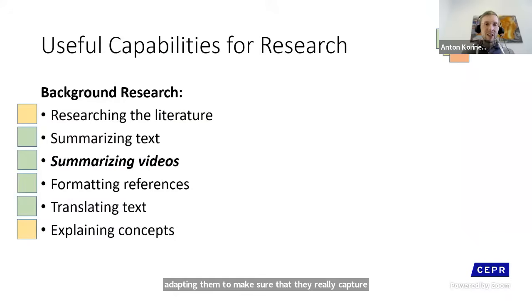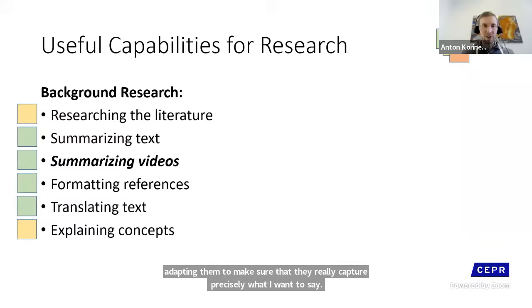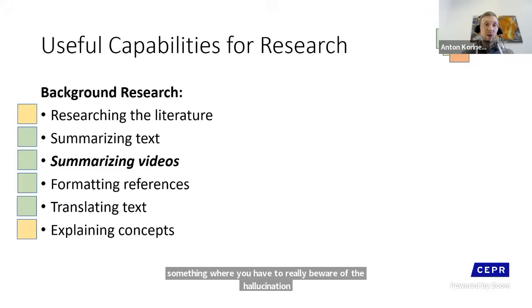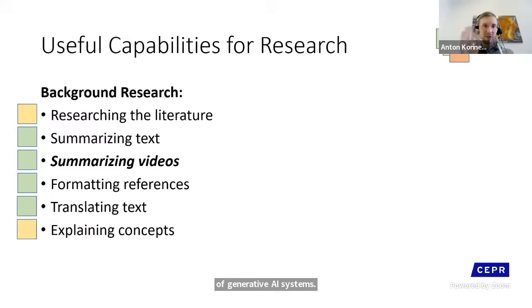So let's turn to the next topic, which is background research. Researching the literature, that's something where you have to really beware of the hallucination of generative AI systems. But there is a tool called Perplexity, which is also free. And maybe Oliver, would you mind putting the link to that Perplexity in the chat for everybody.